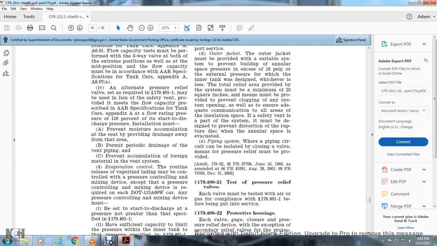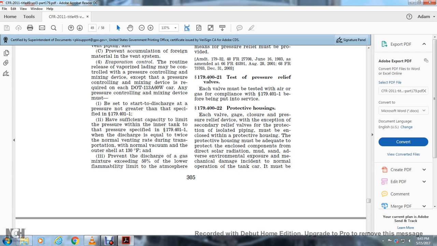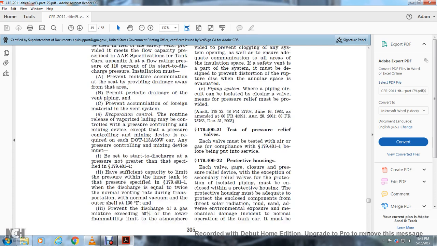4. The evaporation or routine release of the vaporized lading may be controlled by the pressure controlling mixing device, except where a pressure controlling mixing device is required on DOT 113A60W. Any of the pressure controlling mixing devices must be set to start to discharge at a pressure not greater than specified in 179-4011. It must have sufficient capacity to limit the pressure of the inner tank to the pressure specified in 179-401, with the discharge equal to twice the normal venting rate during transportation, for normal vacuum in the outer shell at 130 degrees Fahrenheit. It must prevent the discharge of a gas mixture exceeding 52% of the lower flammability limit to the atmosphere.